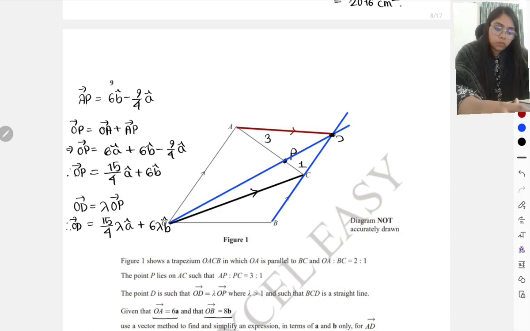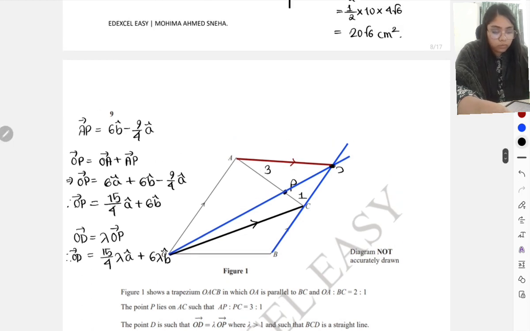Now using OD and OA, we can find the first expression for AD. I'll just write it down over here and then we'll move on. We can write OA plus AD is equal to OD. Right, so over here you have AD as OD minus OA.